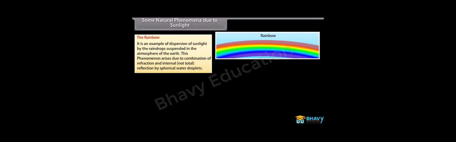Some natural phenomena due to sunlight. The rainbow. It is an example of dispersion of sunlight by the raindrops suspended in the atmosphere of the earth. This phenomenon arises due to a combination of refraction and internal, not total, reflection by spherical water droplets. Primary rainbow. When sunlight falls on raindrops, the different rays suffer different angles of deviation. Primary rainbow is formed when a ray undergoes 2 refractions and 1 internal reflection. The intensity is maximum for red rays at 42 degrees and violet rays at 40 degrees.